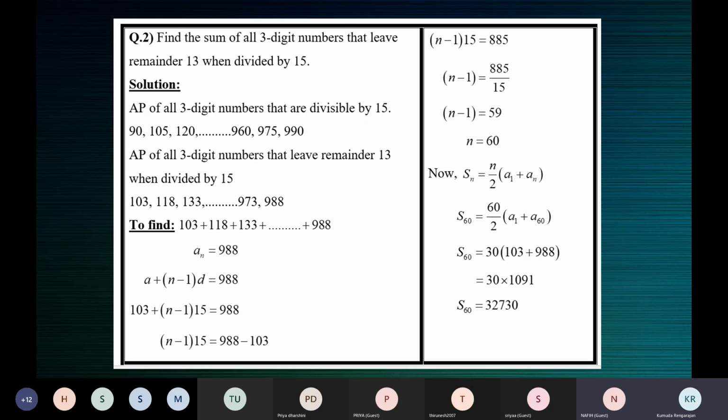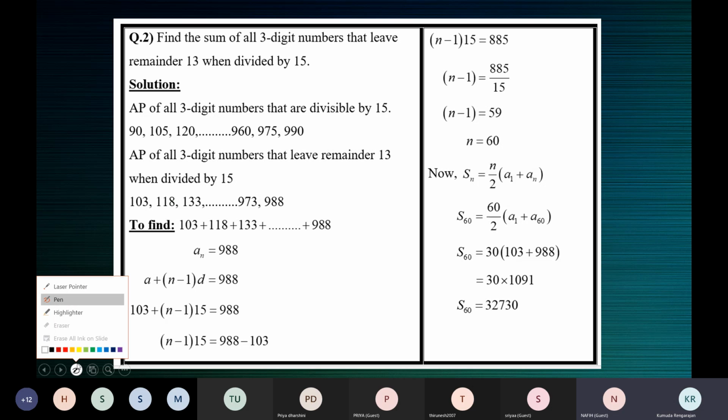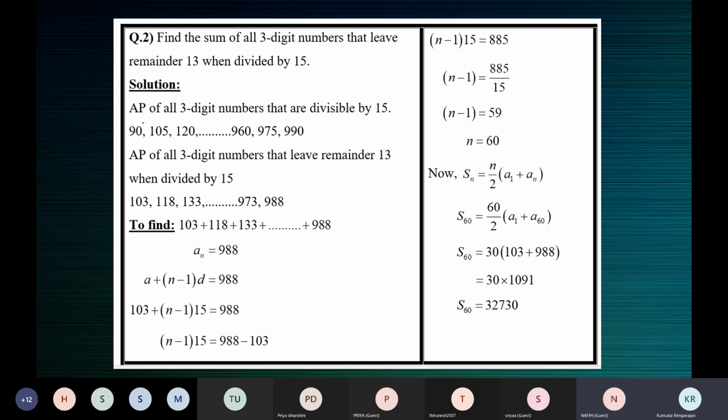Just write 90 and cross it, because it's not a 3-digit number. Just write 90 but cross it like this. So first, the AP of all 3-digit numbers divisible by 15. Add 13 to those numbers. Maybe you can write 1003 and cross it out.